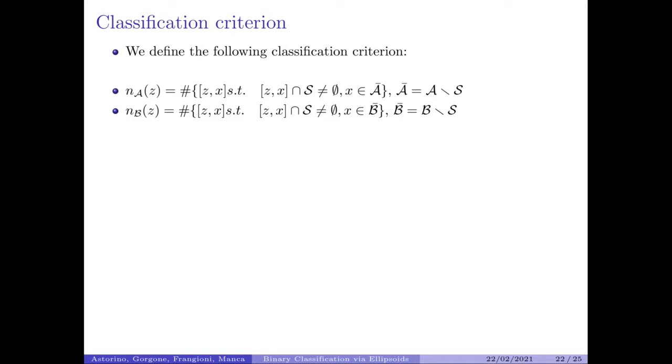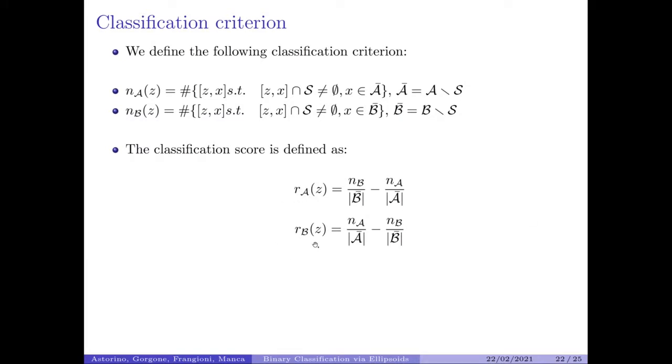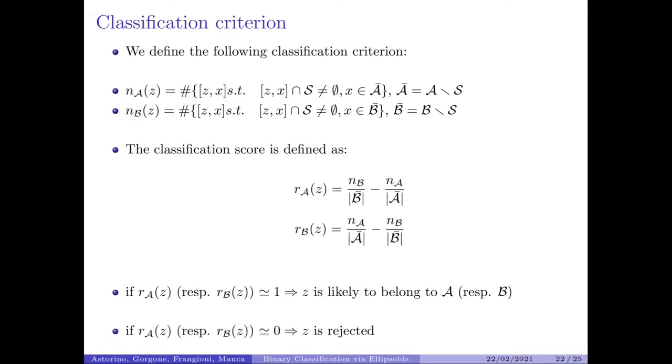So this is how we compute the classification criteria. We compute the number of segments which connect z with points of A minus S, and analogously for the segments connecting z with points of B minus S. Then the classification score is defined as RA of z and RB of z, where RB of z is just minus RA of z, which is given by this expression. If RA of z is close to 1, then z is classified as a point of A with a certain degree of certainty. Vice versa, if RB of z is close to 1, then z is likely to belong to B. For the third class, if RA of z, and thus RB of z, is 0, then z is a rejected point, so the classifier is not able to classify it as a point of A or B.